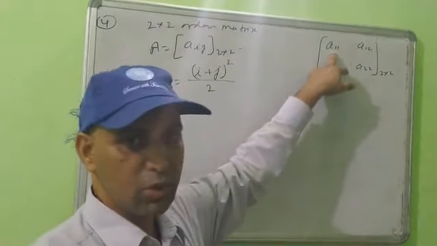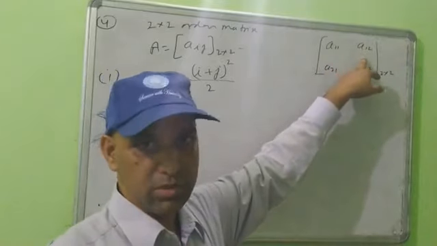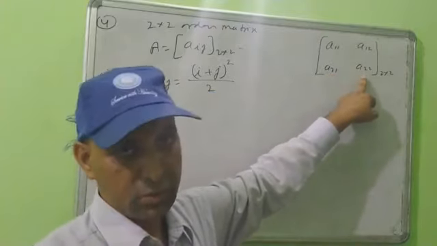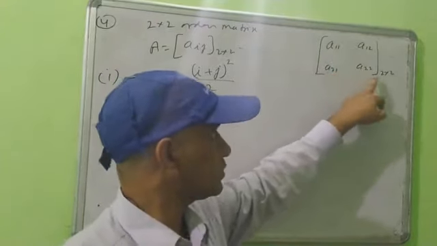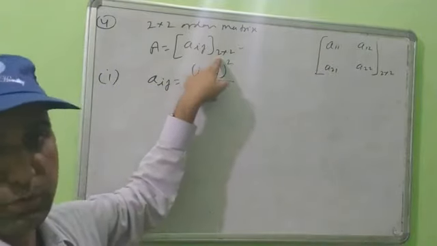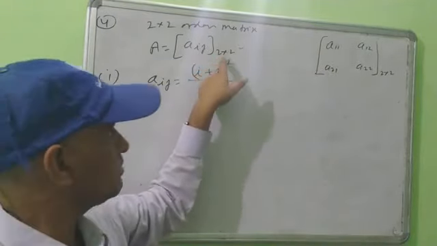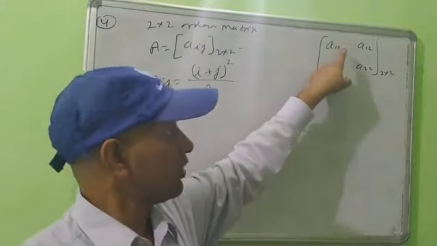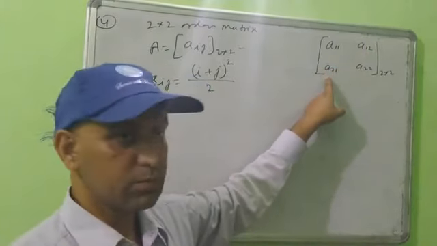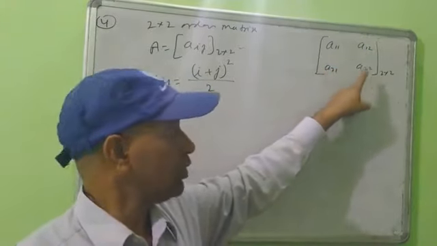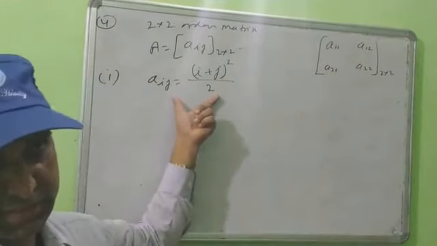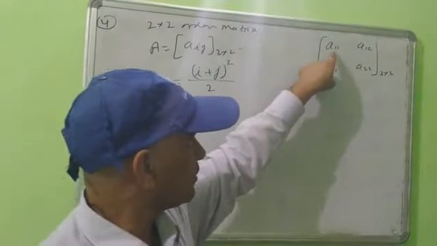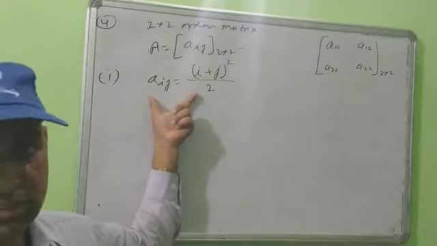Means the first element is called 1 1, the second element is called 1 2, the third element will be called 2 1, and the fourth element is called 2 2. This matrix is of 2 into 2 order. You will construct this type of matrix. What is the value of 1 1? What is the value of 1 2? What is the value of 2 1? And what is the value of 2 2? You will find the value of these elements with the help of this identity.